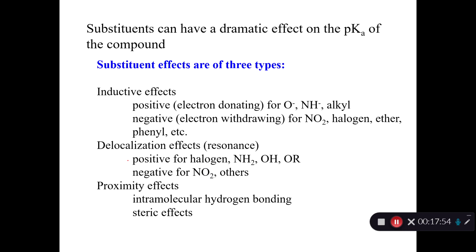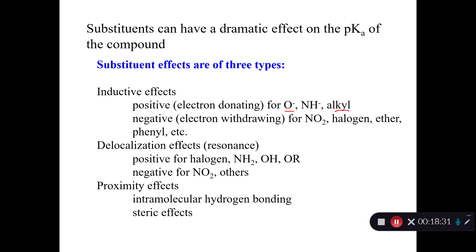Why does this happen? Well, if you cast your mind back to your organic chemistry class, you remember that we have a couple of different kinds of effects that are going on when we have aromatic rings. We have inductive effects, which are either positive, which are electron donating, or negative, electron withdrawing, and they either push or pull electrons, right? So electron donating groups include O minus, NH minus, and alkyl groups. All kinds of organic side chains will tend to push electron density and be electron donating.